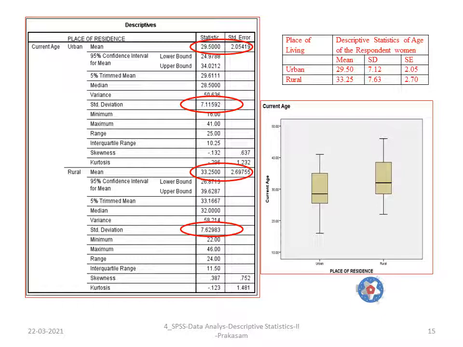It is called a box plot. The x-axis shows the place of residence, and the y-axis shows the current age. The y-axis is a continuous variable, and the x-axis is a discrete or coded variable. Therefore, for the urban and rural areas you will find a box for each. In between the box there is a dark line which represents the mean of the observations.